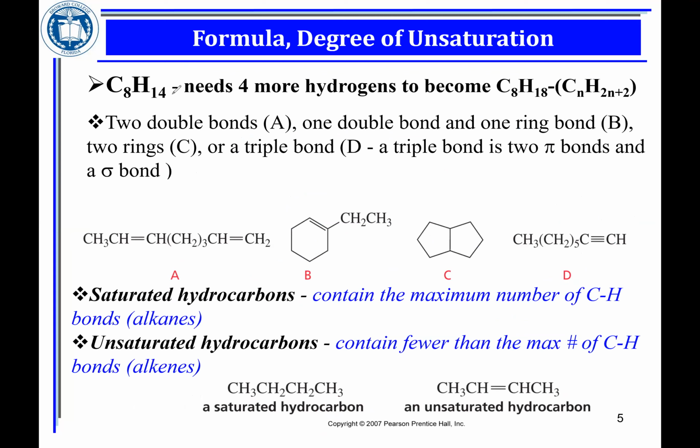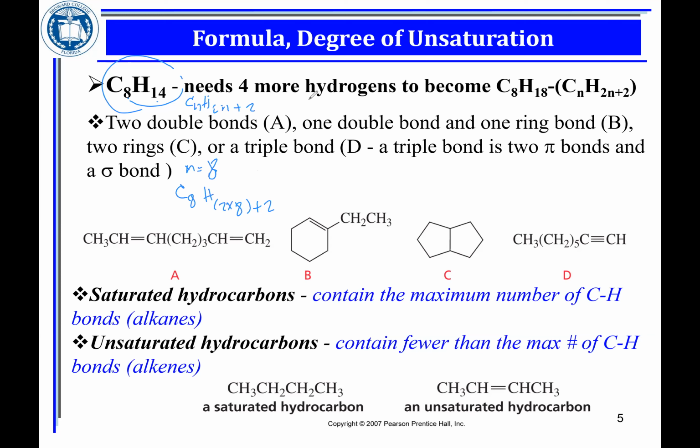C8H14, is this saturated or unsaturated? How do we know this is saturated or not saturated? The general formula for a saturated hydrocarbon is CnH2n+2. So if n equals 8, carbon is 8, hydrogen must be 2 times 8 plus 2, and that is 16 plus 2, 18. So if it was saturated, it needed 18 hydrogen to be saturated.